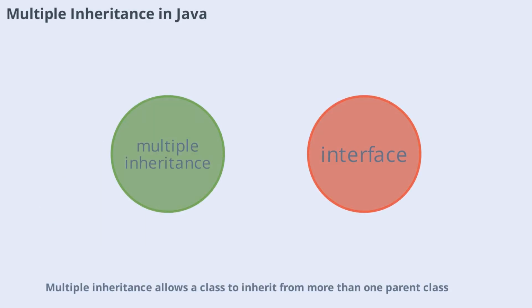Multiple inheritance allows a class to inherit from more than one parent class. However, Java does not support multiple inheritance for classes due to ambiguity issues, such as the diamond problem. Instead, Java allows multiple inheritance through interfaces. A class can implement multiple interfaces, inheriting their abstract methods and providing its own implementation. This approach avoids conflicts and keeps the language simple and robust.